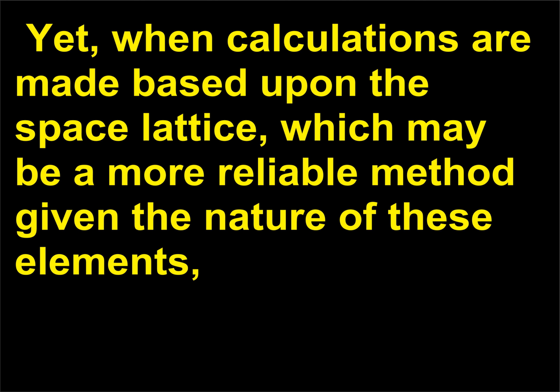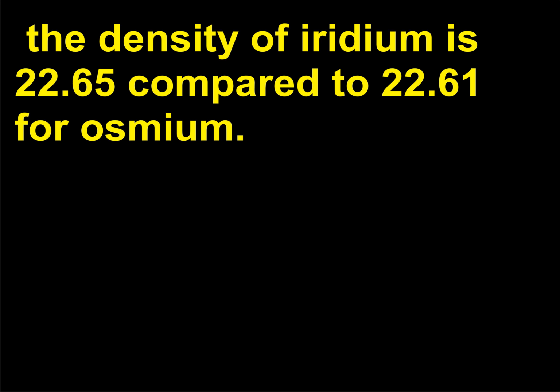Yet, when calculations are made based upon the space lattice, which may be a more reliable method given the nature of these elements, the density of iridium is 22.65 compared to 22.61 for osmium.